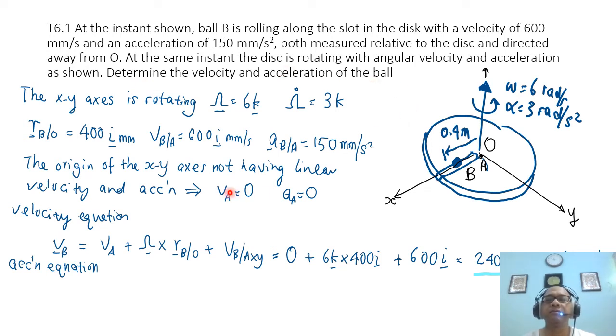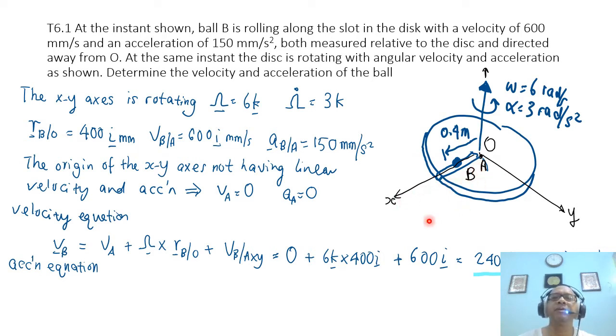So here is the ball. Here's the ball B, and this ball is rolling away from O outwards, in the direction of X. And the question has already selected their coordinate system XY, and then it is moving at a velocity of 600 millimeter per second and acceleration of 150 millimeter per second square away from O, meaning the direction is positive X.